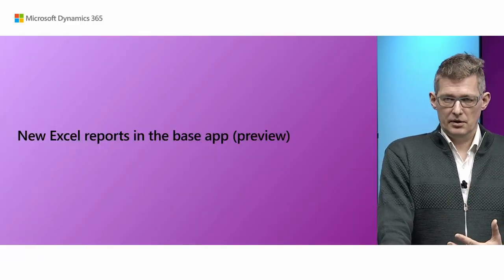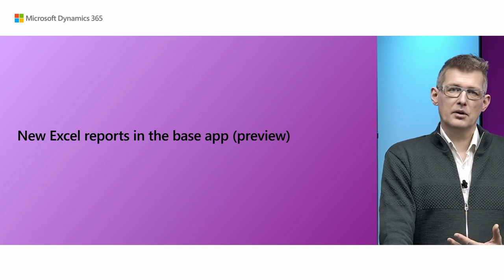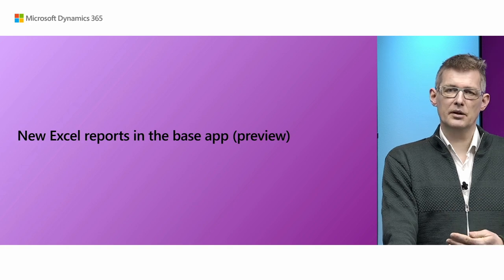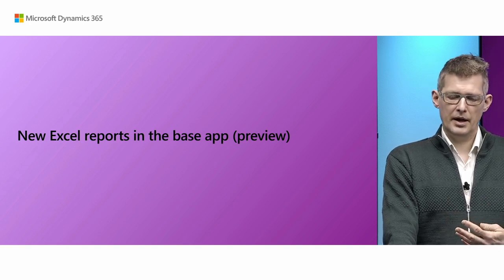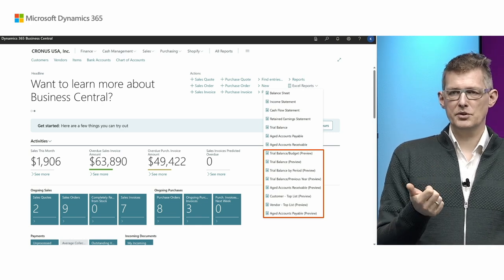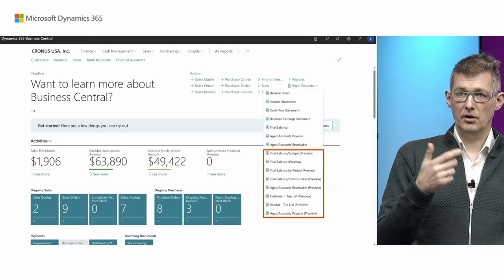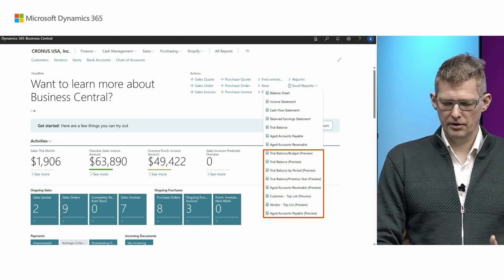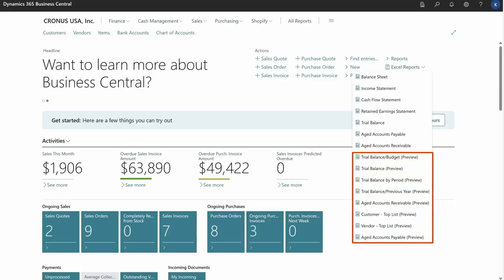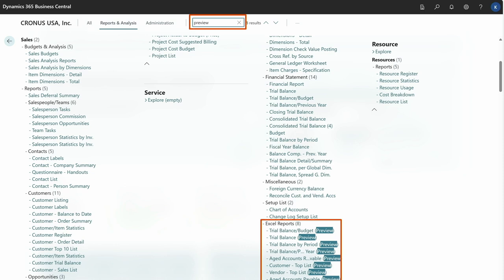With version 24, with this new version, we also ship new Excel reports in the base application out of the box. And these are added to the Business Manager role center and Accountant role center, here under Excel reports. You can see them with their names, parentheses, preview. Or you can also search for preview on the report or Role Explorer, and then they would show up there.